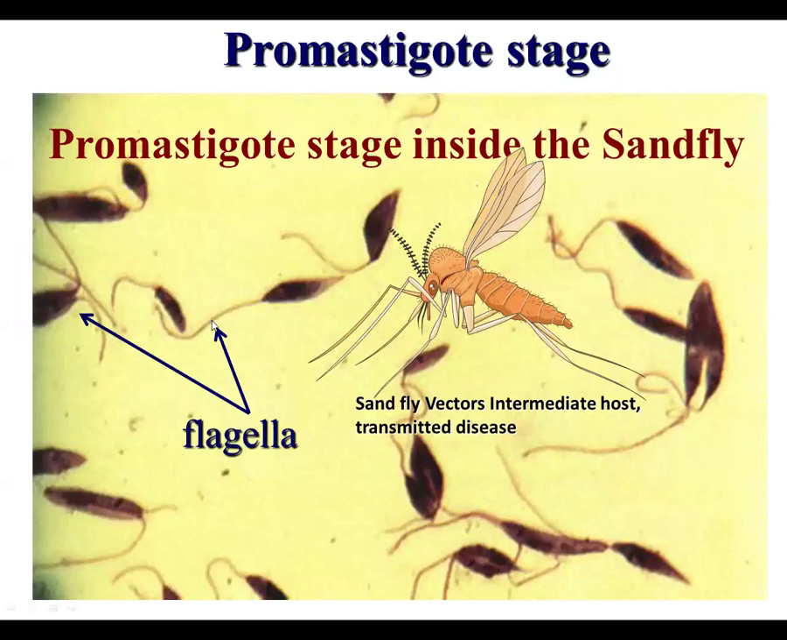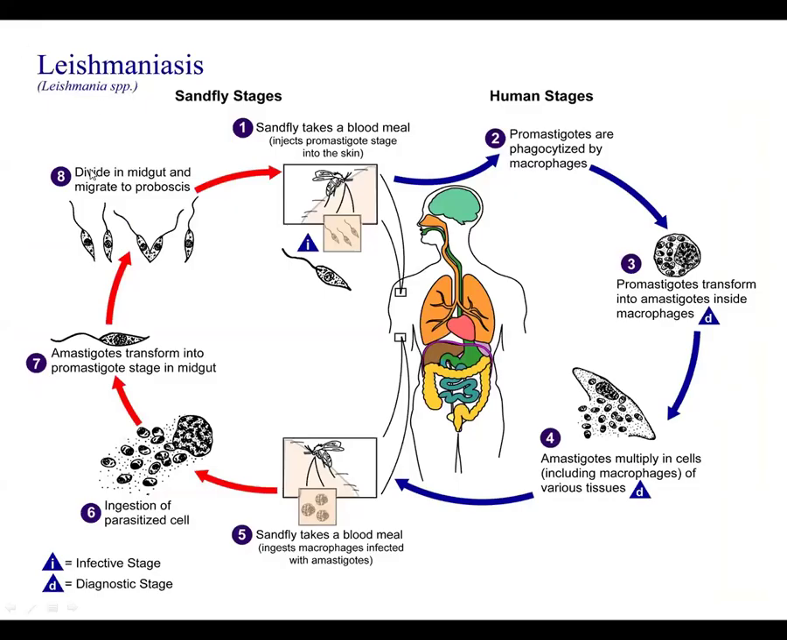Here you can see the sandfly. This vector is carrying the flagellated Leishmania, the promastigote stage, present within the sandfly. Now this is the life cycle of Leishmania. The sandfly takes a blood meal and injects the promastigote stage into the skin. This sandfly is infected with Leishmania, and the protozoa are present in the form of promastigotes. It means they have flagella.